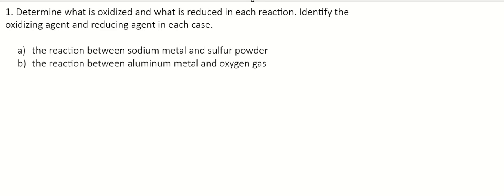All right, in this intro to redox reactions, this is just at a conceptual level without getting into oxidation states. We're going to determine what is oxidized, and what is reduced, and also the oxidizing agent and reducing agent.